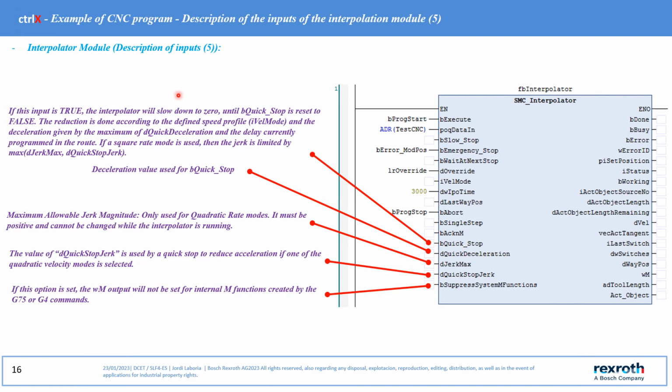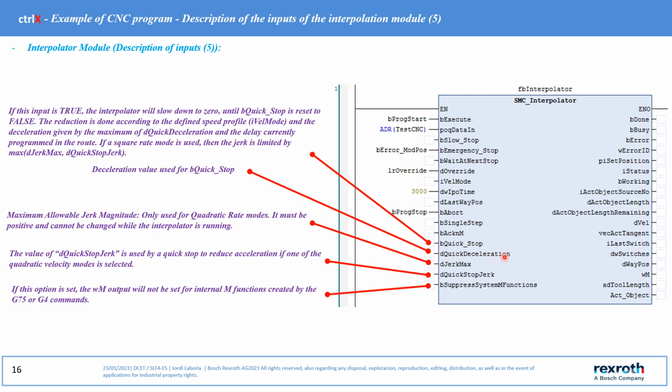Interpolator module, descriptions of inputs, part 5. B kick stop. If this input is true, the interpolator will slow down to 0 until B kick stop is reset to false. The reduction is done according to the defined speed profile, bell mode, and the deceleration given by the maximum of D kick deceleration and the deceleration currently programmed in the path. If a quadratic rate mode is used, then the jerk is limited by D jerk max and D kick stop jerk.